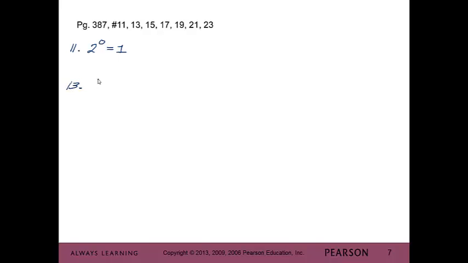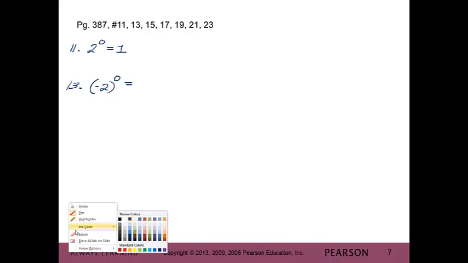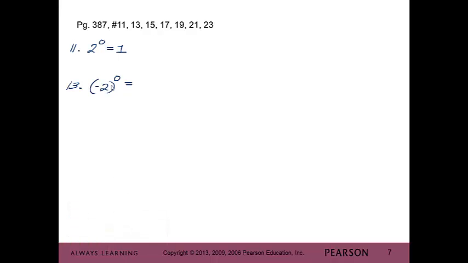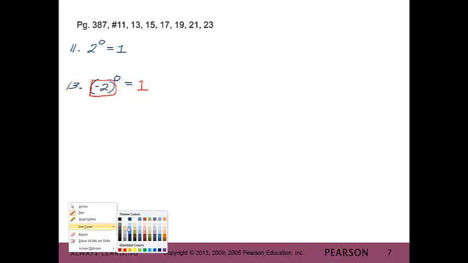Then number 13, we have negative 2 in parentheses to the 0th power. Now, since the negative 2 is all inside of your parentheses, it means that everything is raised to the 0th power. Therefore, anything raised to the 0th power is 1, regardless of how it looks on the inside. If it's raised to the 0th power, it is 1.